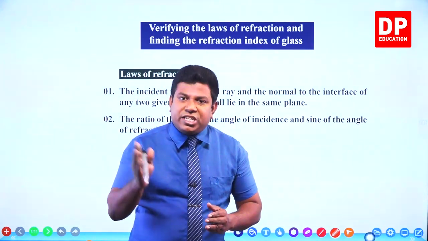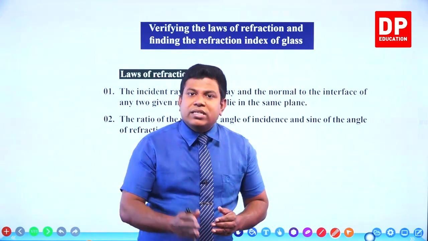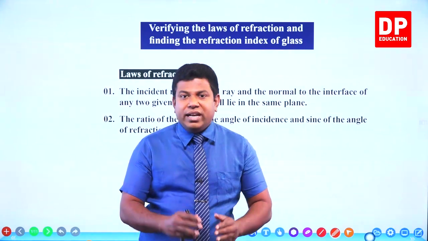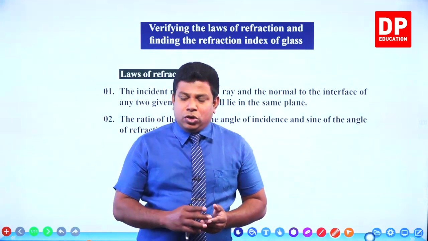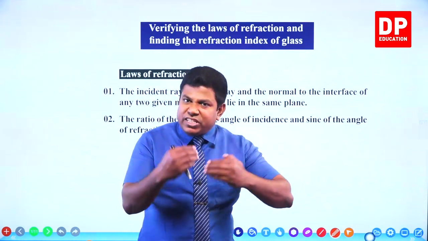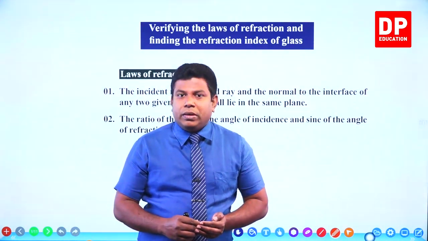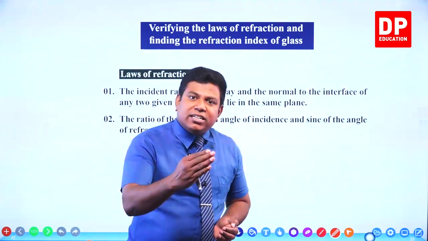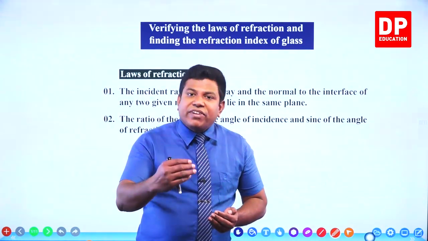We call it refraction. It goes into the other medium, but it doesn't go in the same path. It takes a deviated path. We call it the refracted path of the ray. So the original path within the first medium is what you call the incident ray. When it emerges into the second medium, it takes a deviated path, a different path. You call it the refracted path.